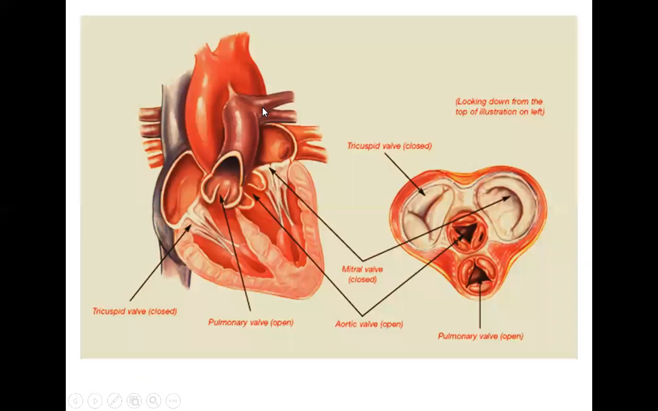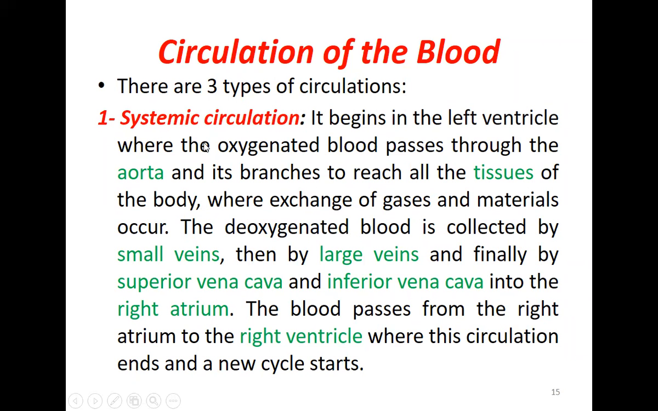So the blood begins in the left ventricle, where the oxygenated blood passes through the aorta and branches to reach all the tissues of the body, where exchange of gases and material occurs. So exchange of gases, oxygen and carbon dioxide, as well as nutrition, the important nutrients and vitamins. Then the deoxygenated blood is collected by the small veins, then by the large veins, and finally reaches the superior and inferior vena cava into the right atrium.